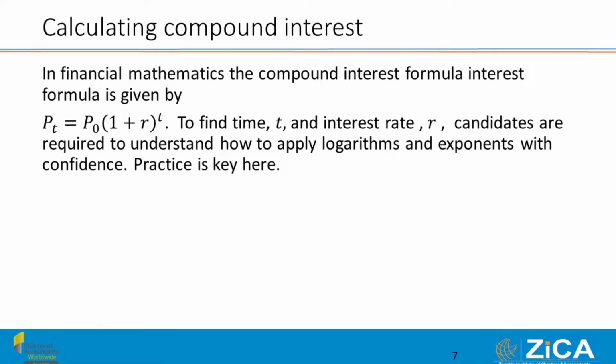Now, when it comes to compounding interest in financial mathematics, you have the formula for compound interest, where P subscript T, which is the future amount, equals the initial amount P naught, and inside the brackets you have 1 plus r raised to the power T. That is our compound formula. So we have time and interest rate, which are unknown, and you might be required to find either time or the interest rate.